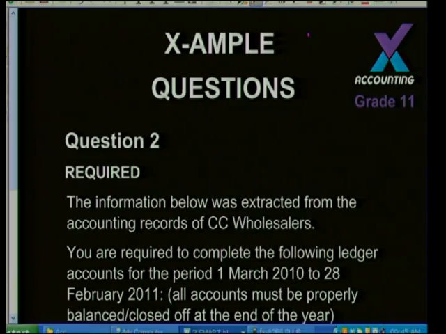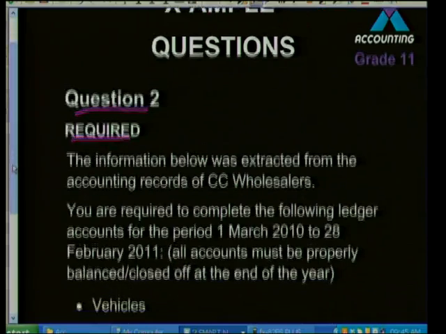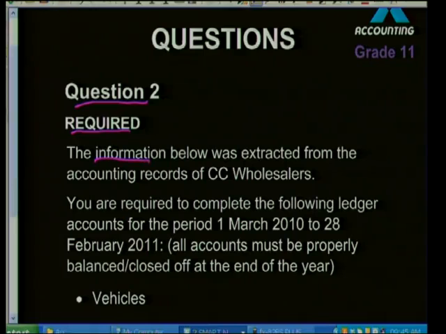Welcome back, grade 11s. Just before the break, we looked at the tangible asset register, and now we're ready to look at an actual exercise where we're going to do the general ledger and we're going to do the tangible asset note as well as calculations. So let's get started. In this question, which is our second question, we are required to complete the following. So we are told the information below was extracted from the accounting records of CC Wholesalers.